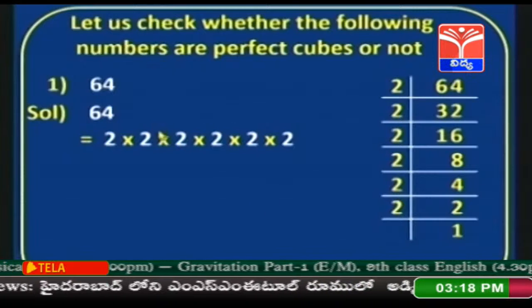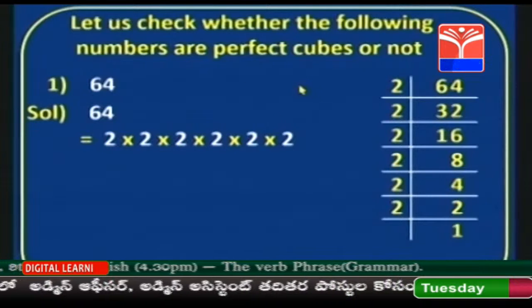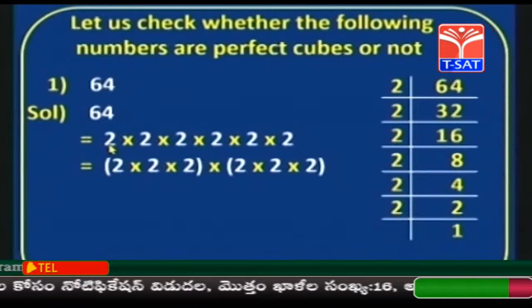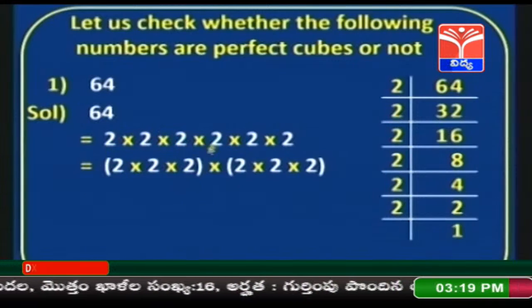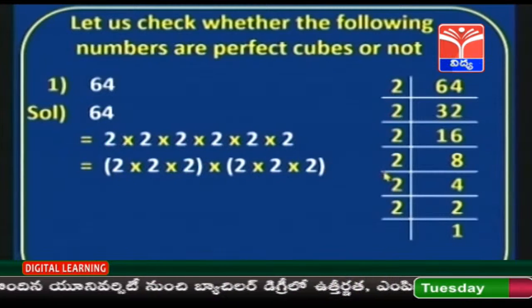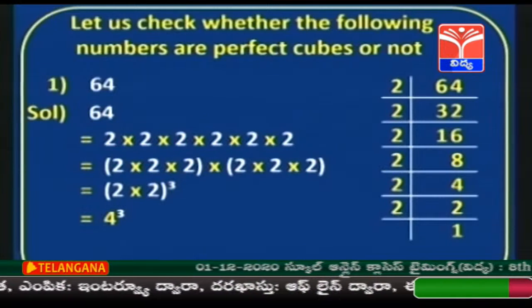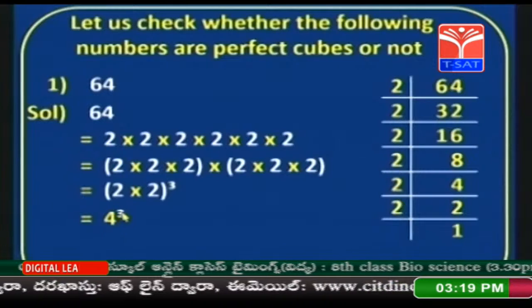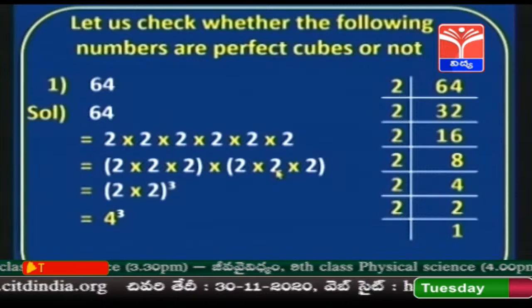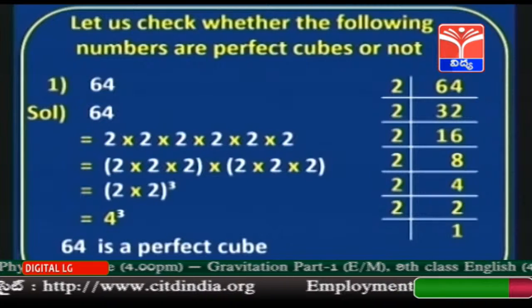In finding square root, we make groups of 2. In finding cube root, we have to make groups of 3. So I am making a group of 3 same numbers. These 3 are in the first group, these 3 are in the second group. So I can write it as 2 cube and 2 cube. So I can write it as 2 into 2 whole cube, or as 4 cube. What is 2 into 2? Yes, it is 4. Now can you tell me whether 64 is a perfect cube or not? Yes, we are able to write it as a cube, so we call it a perfect cube.